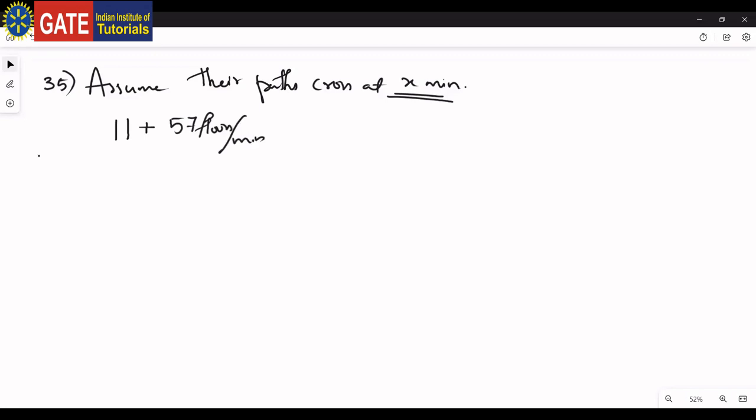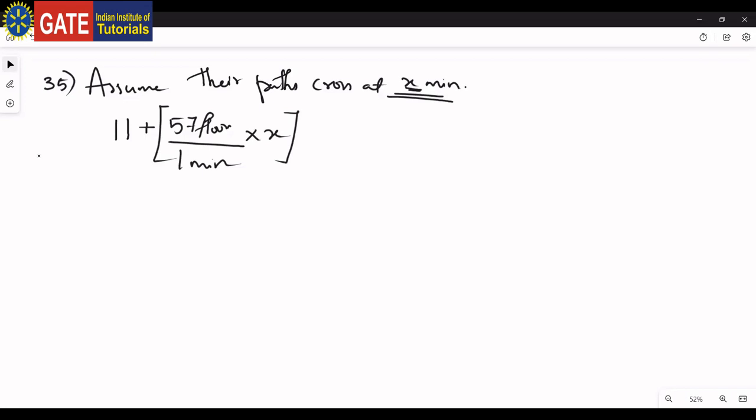So if I have to cancel this minute, what should I do? 57 floors per minute means what? 57 floors in 1 minute, right? Now, how many minutes are we considering? We are considering the time to be X minutes. So multiply this with X. Okay. So 11 plus 57 by 1 into X will be the floor at which David will be.